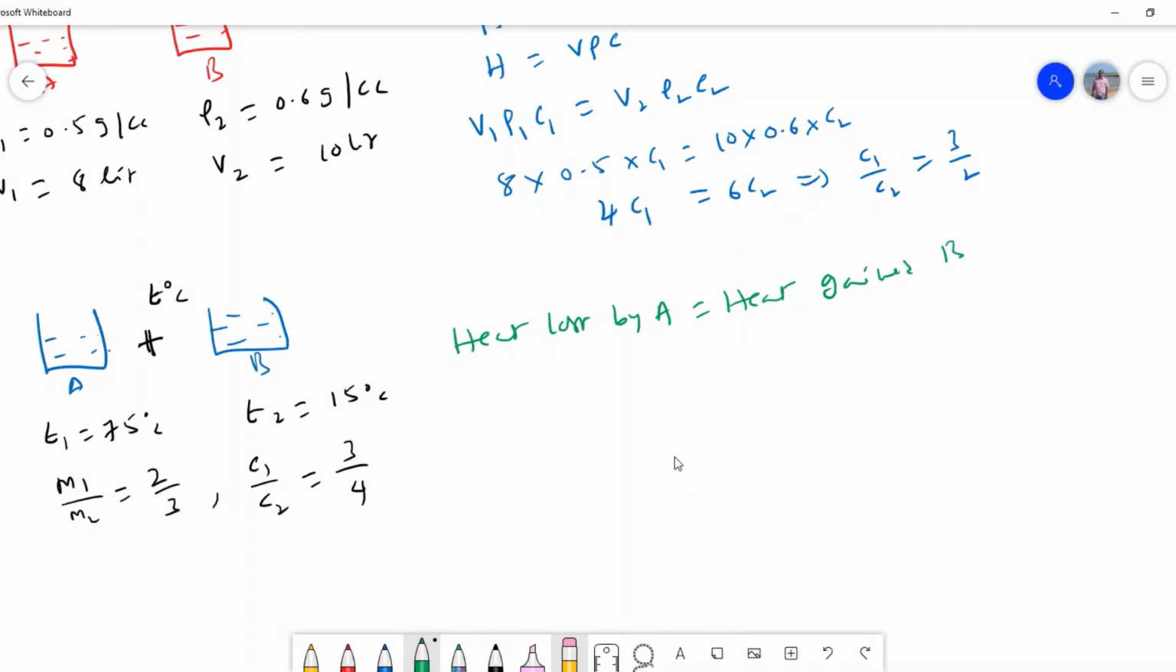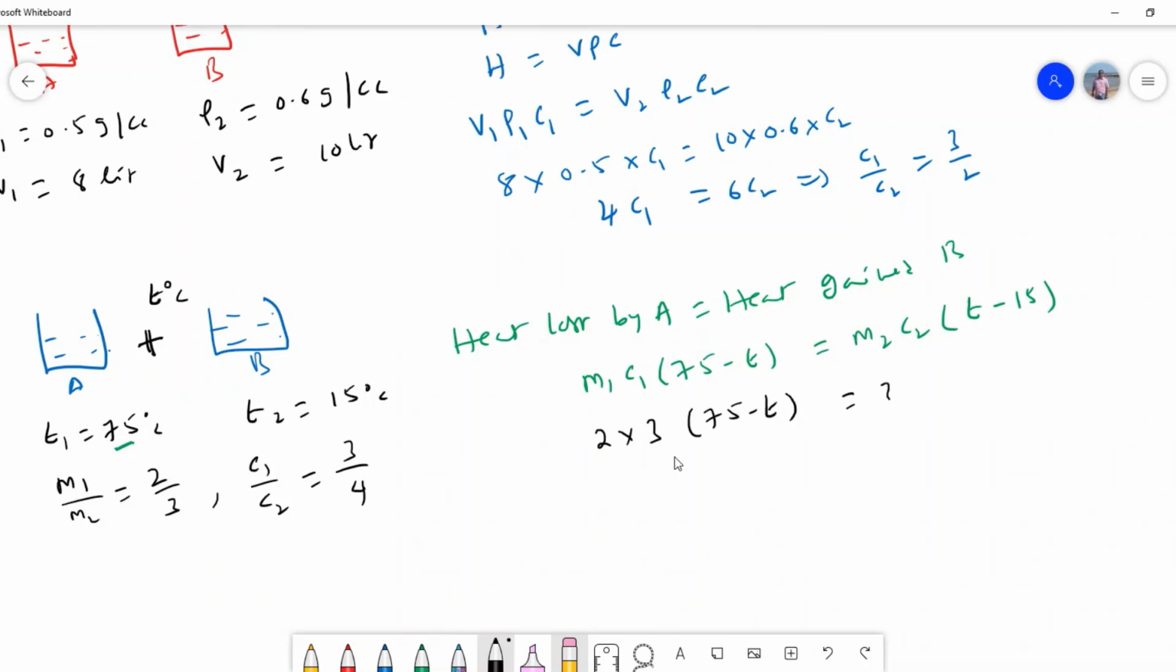So we all know heat loss or heat gain is equal to mcΔT. So m1 c1 ΔT is 75 minus T. Why? Because it will be less than 75. This is equal to m2 c2 into (T minus 50), because T will be more than 50. So from that, m1 is 2, c1 is 3 into (75 minus T) is equal to m2 is 3, c2 is 4 into (T minus 50).